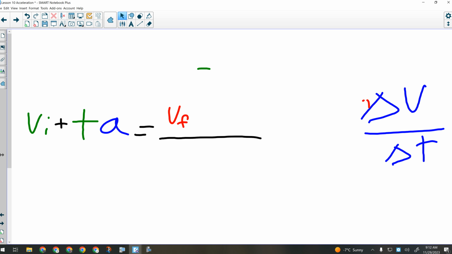Now I just want to take one step back here to this point. Is this the change in velocity on the right side? VF minus VI. So if I multiply time by acceleration, I get the change in velocity. When I want to calculate VF, I bring VI over here.